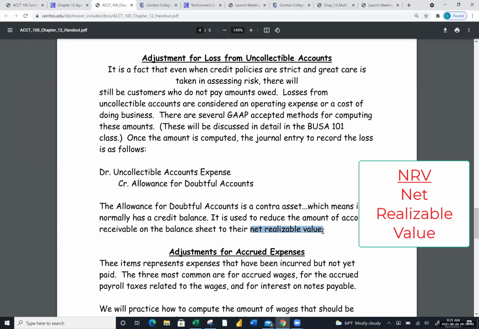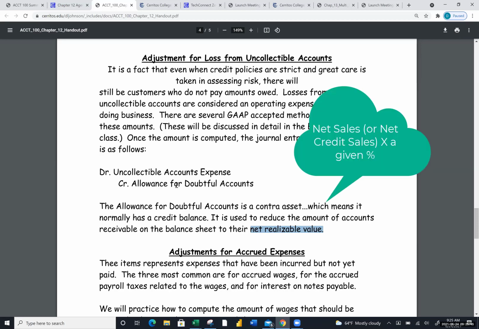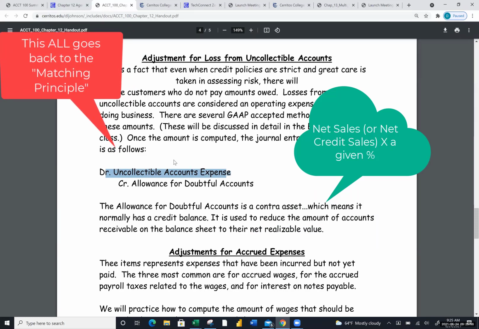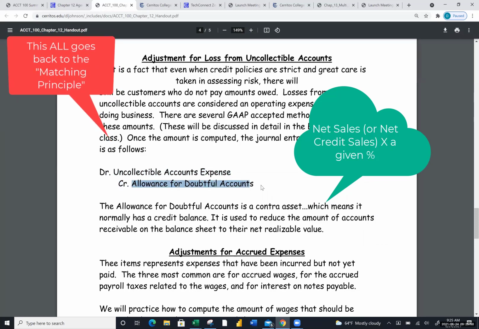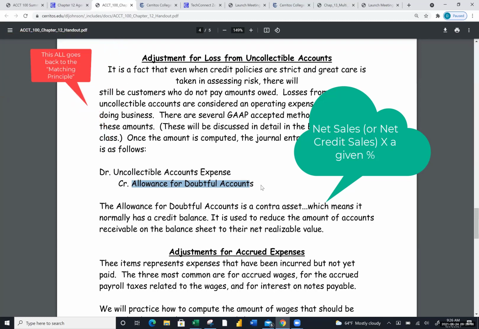There are 4 GAAP approved methods on how to do that. We're going to learn one this semester, and when you take 101, you'll learn the other ones. But we'll come up with a number. It'll be super easy because they're just going to give you a percentage to use. And again, we're just introducing you to the world of accounting. The goal will be to put the expense in the same year as that related sale because of that matching concept, and to write down the accounts receivable through the use of this contra account. Again, we're going to get our hands dirty, and I'm going to walk you through each one of these adjustments.